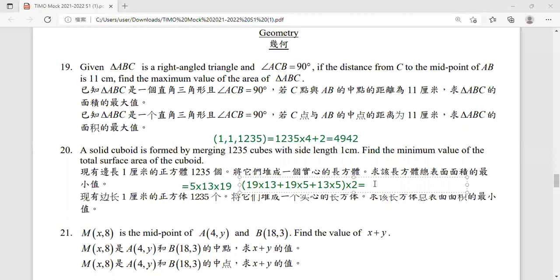I think this is very small. Yeah, 814. So you see which is the largest, which is smallest. Actually, if you want to make the total surface area smallest, you try to make the lengths more or less the same. Yes, all the same.